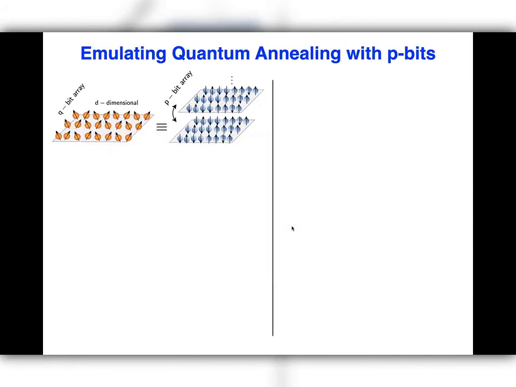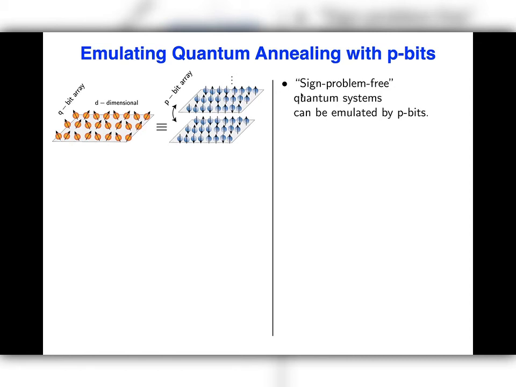In the last few minutes, I'll very quickly tell you that we've also spent some time on emulating quantum annealing with qubits. This is not an idea due to us. It has been known in software for some time, but the fact that you can take a D-Wave system, scale it up in hardware and solve it much faster is an intriguing possibility. The key idea is that there's a class of problems called sign-problem-free, and these systems, which include the D-Wave system, can be emulated by p-bits.